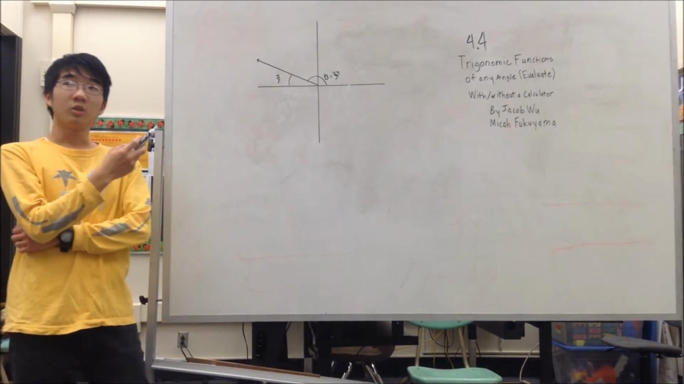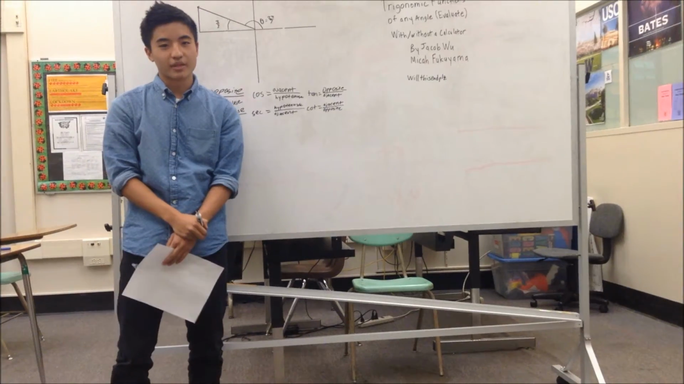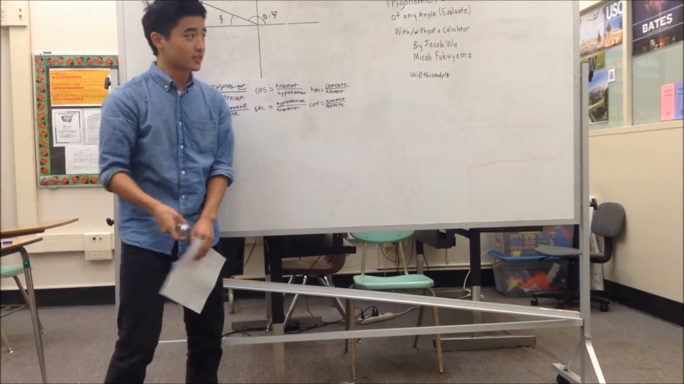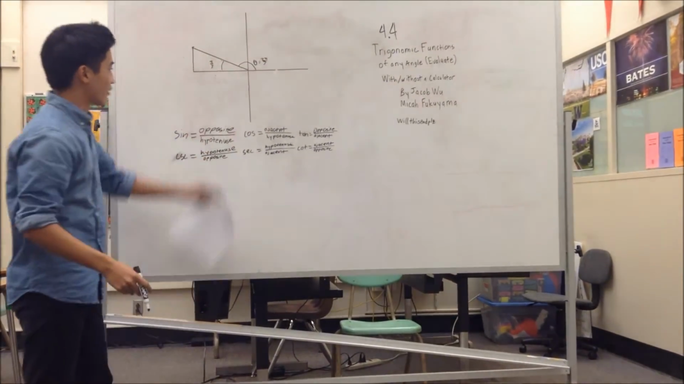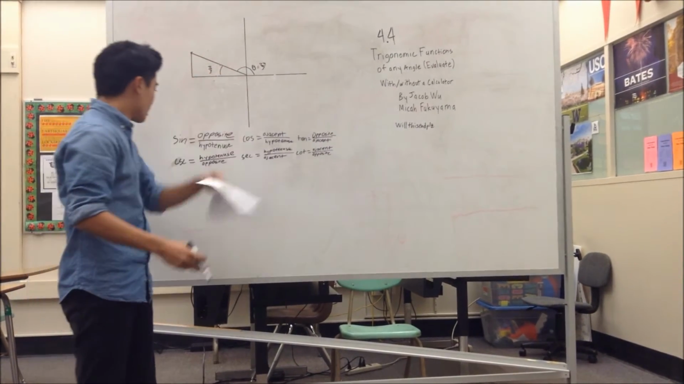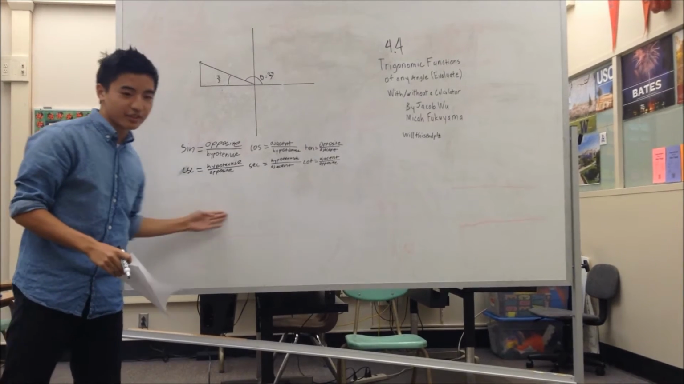The reference angle can help you to find the trigonometric functions of theta. To evaluate the trigonometric functions, you have to know three things. You have to know the hypotenuse, opposite, and adjacent to figure out what theta means. Alright, so we have our 6 trigonometric functions here.